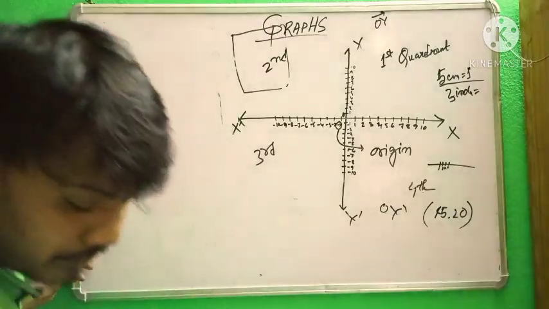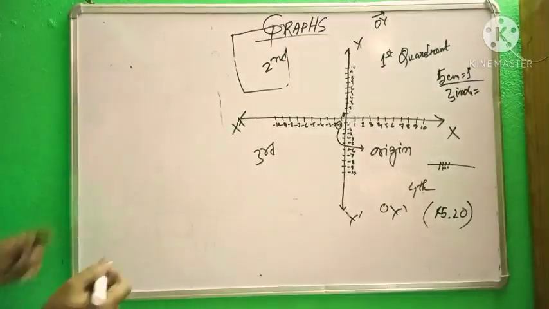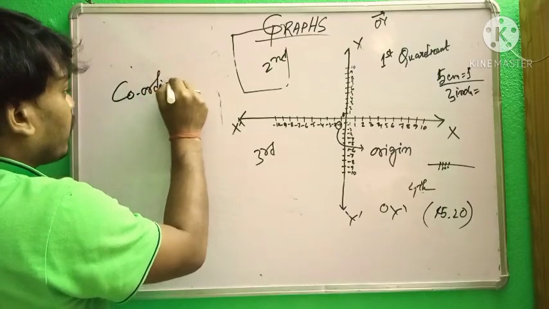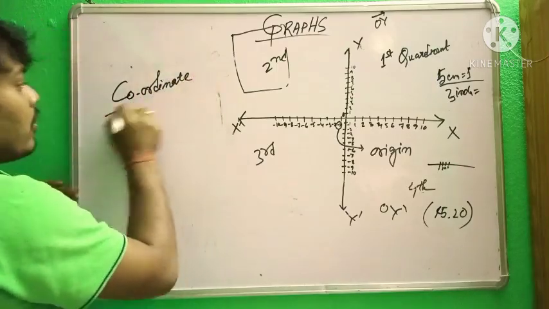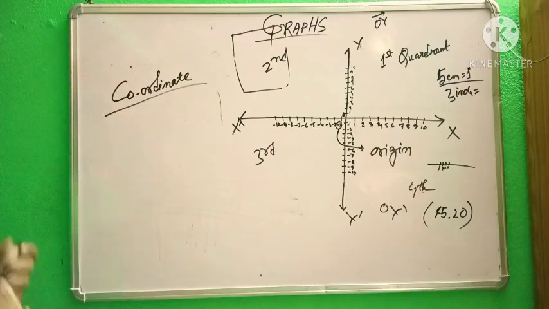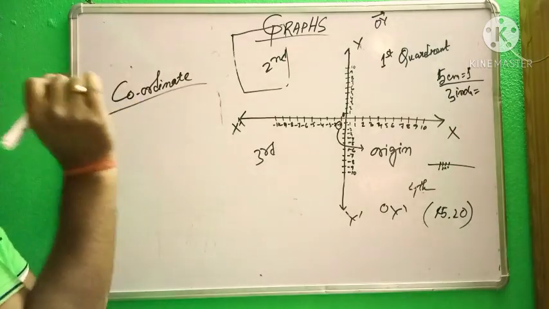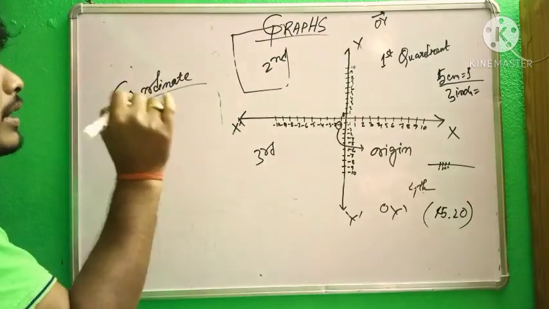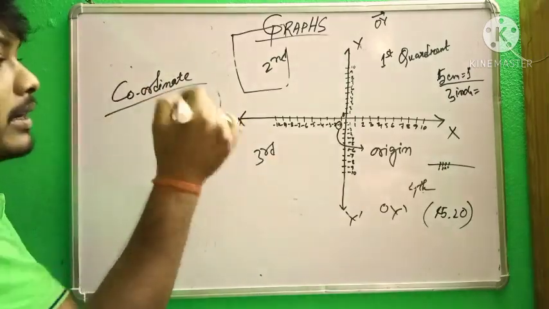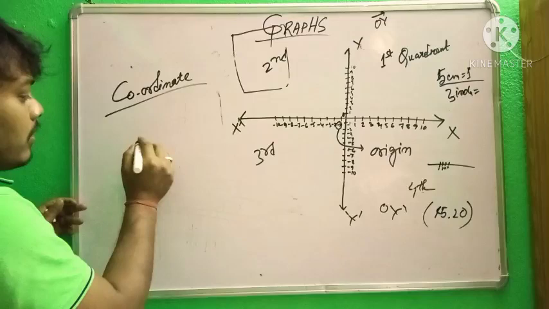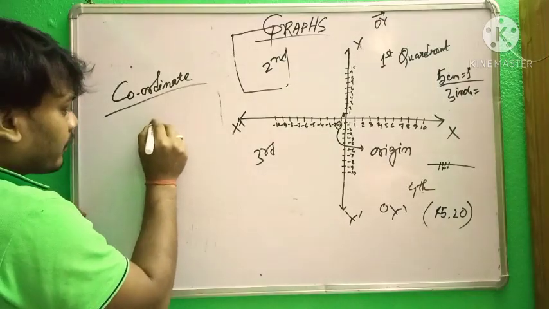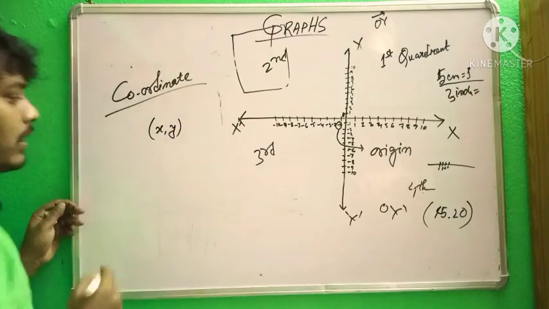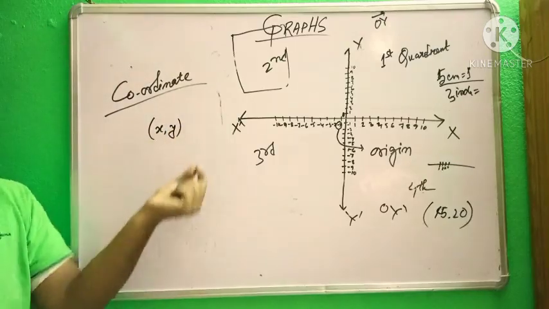Next, coordinate. Coordinate means the position of a point, or we define a point by its coordinate. So we have to write the coordinate as a pair, x comma y.